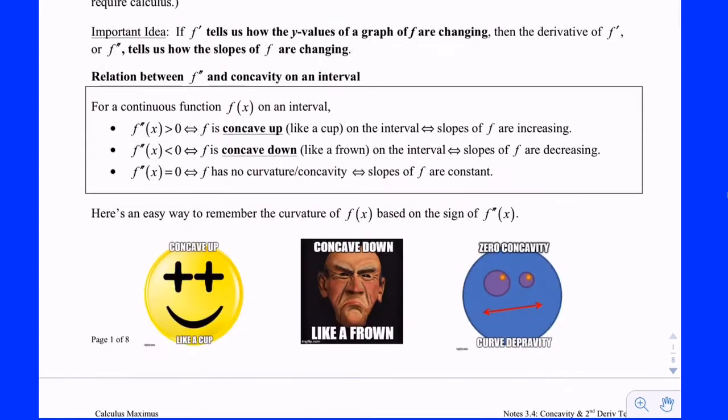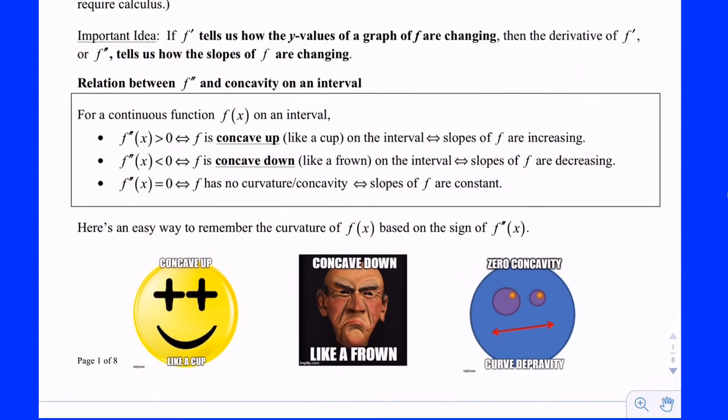Okay, here we go. Important idea. If the first derivative tells us the slopes, whether the function is increasing or decreasing, the second derivative now tells us the what of the graph of f? The concavity, the curvature. So now the second derivative means two things. It tells you, of course, how the slopes are changing, but it also tells you the curvature of the graph.